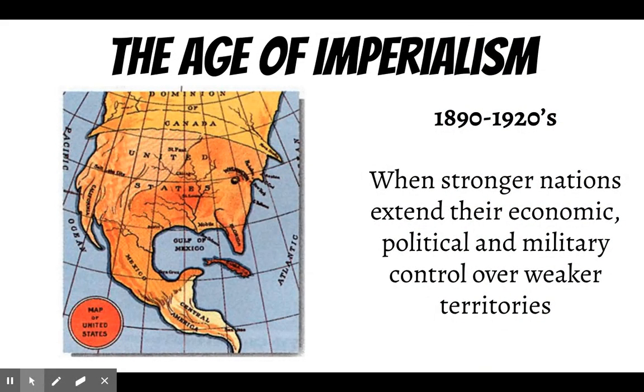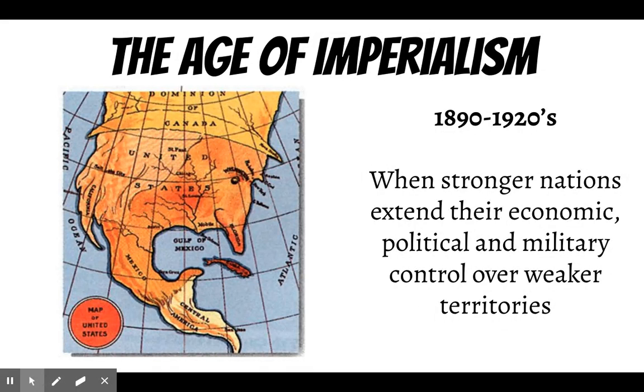in this picture on the left, we see this Uncle Sam map of the United States of America, and he's actually eating Cuba. Now, I don't know about you, but when a country eats another country, usually that has a negative connotation, meaning that, I don't know, maybe they don't want to be eaten. But this is actually a political cartoon of imperialism. This is the technical definition: when stronger nations extend their economic, political, and military control over weaker territories. So make sure you get that definition down.